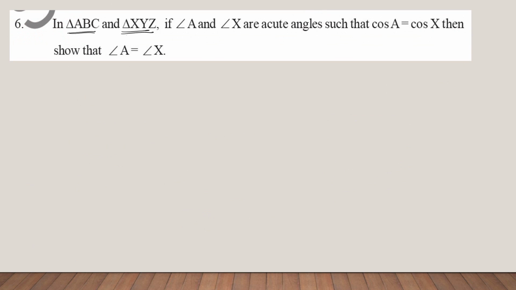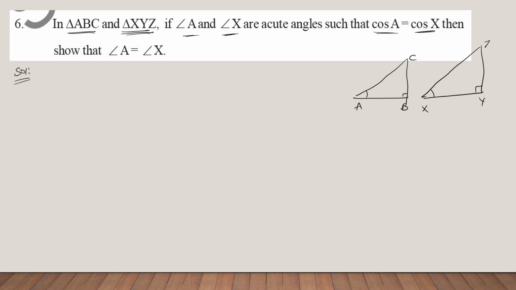So in triangle ABC and triangle XYZ, if angle A and angle X are acute angles such that cos A is equal to cos X, then show that angle A is equal to angle X. So in the same way we are going to prove this. Once observe what is given: angle A is an acute angle, so this is my B and this is my C. Next, the second triangle, this is my angle X, angle Y is a right angle, and angle Z is acute. Now if you observe carefully, from these two triangles, what is given is cos A is equal to cos X.